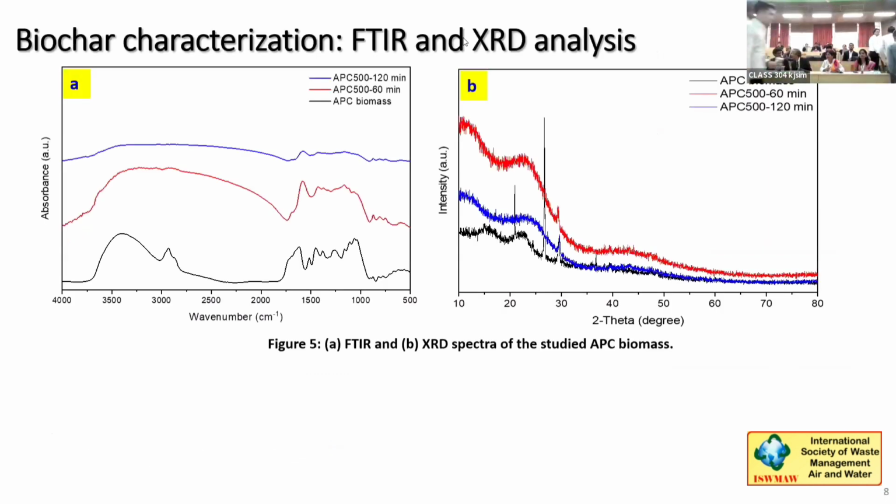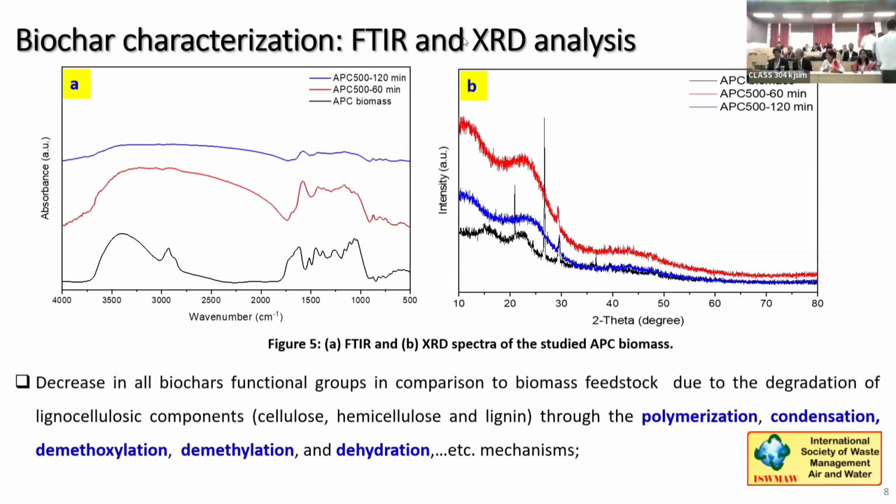The FTIR results show a decrease in all biochar functional groups in comparison to the biomass feedstocks due to the degradation of lignocellulosic components, in particular cellulose, hemicellulose, and lignin, through several mechanisms. And the XRD results reveal the presence of an amorphous structure.